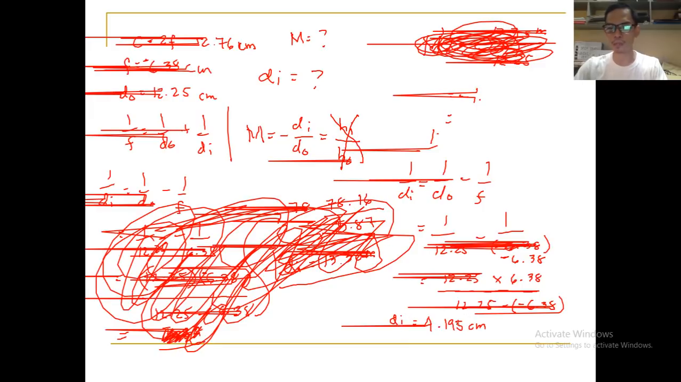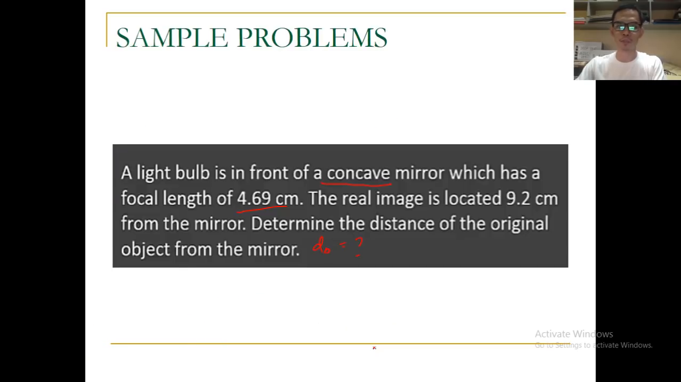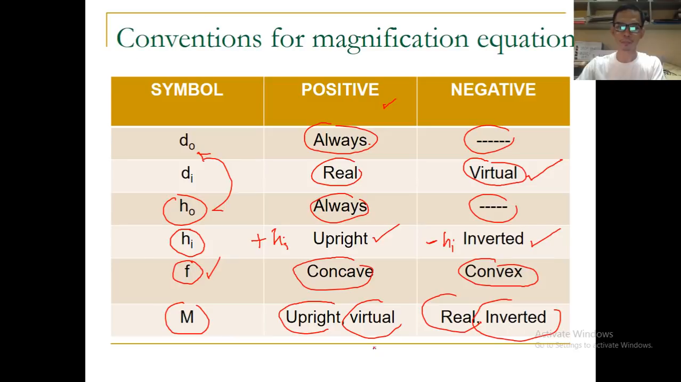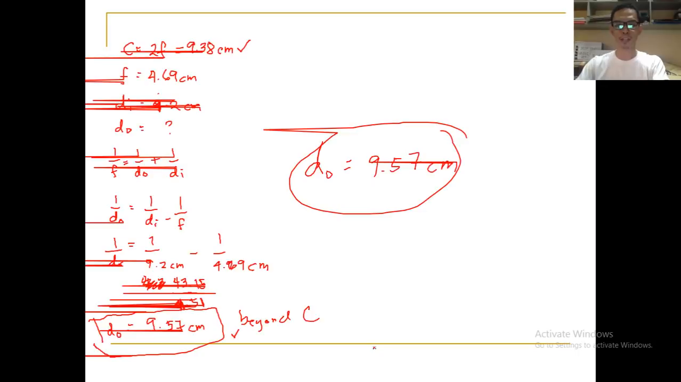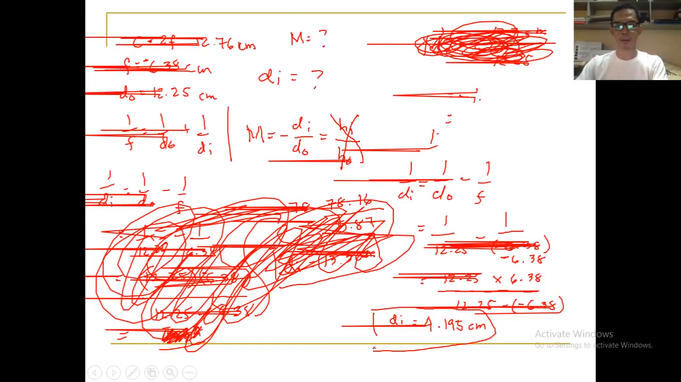As you can see, the value is positive. So the value of your answer is a positive value. What is d sub I in positive? The value of d sub I in positive is a real image. So this is a real image, 4.195.